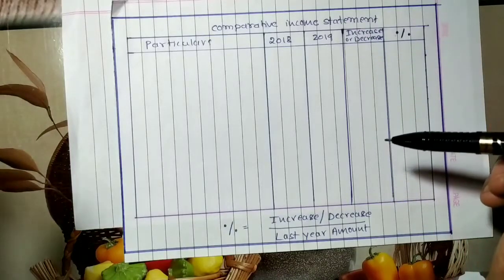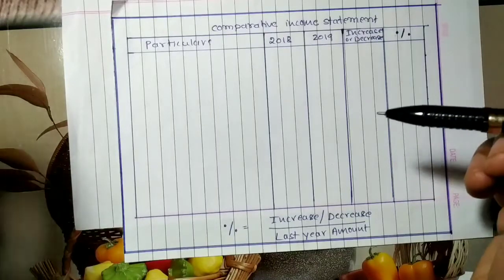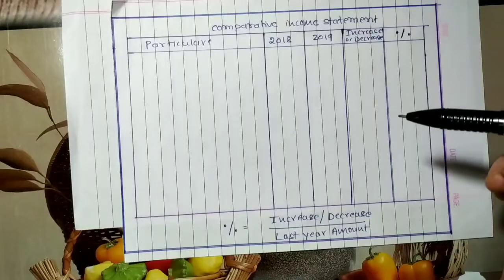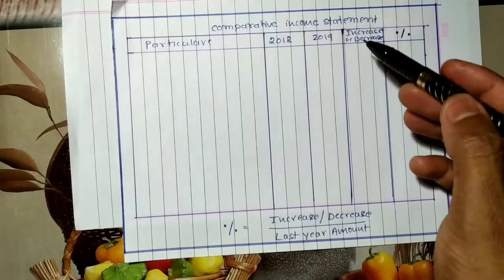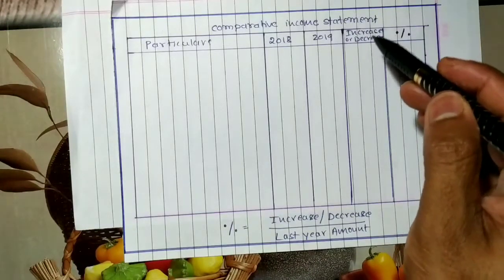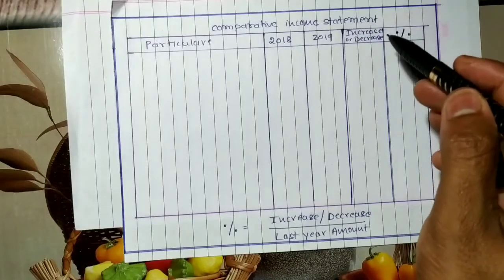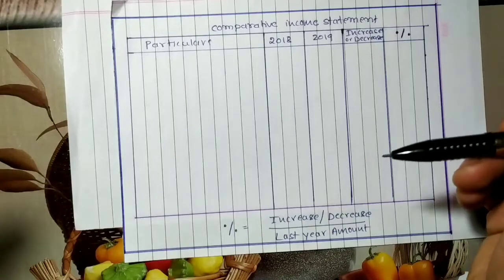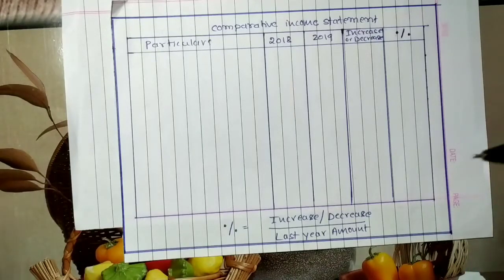The gap amount means, for example, 2018 it is 10,000 and 2019 it is 12,000. So 2,000 is the increase, and that 2,000 is mentioned here. Clear? If it is plus, you will get a positive percentage. If it is negative, you will get a negative percentage.